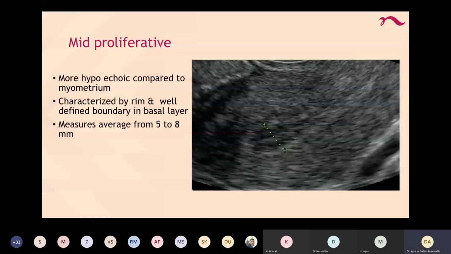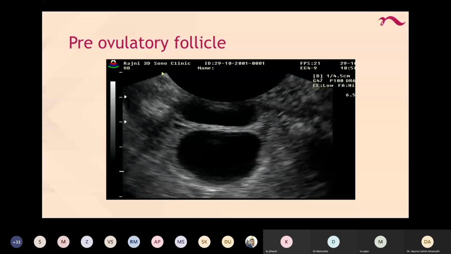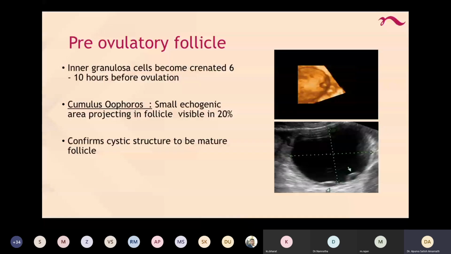The pre-ovulatory follicles, this is how they look. You can see a hypoechoic structure with well-defined margins. The pre-ovulatory follicle has an inner granulosa cell layer which becomes crenated 6 to 10 hours before ovulation.